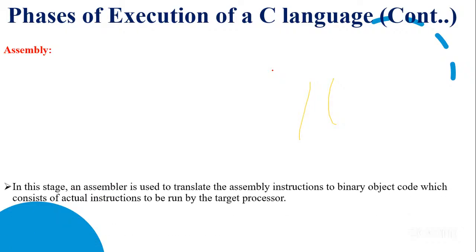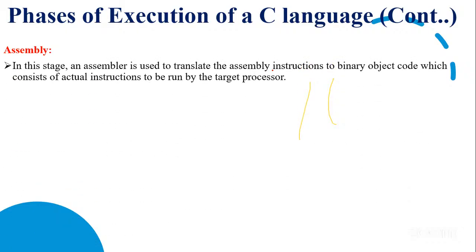And the next one, assembly. What will be done here? In the assembly level language, an assembler is used to translate assembly instructions into binary code. A computer can understand only zeros and ones, no? That will be converted here. In the assembly stage, the intermediate code will be converted into binary code. That is called ones and zeros. That should be understood by the machine.